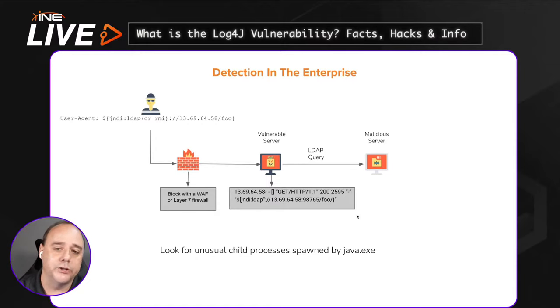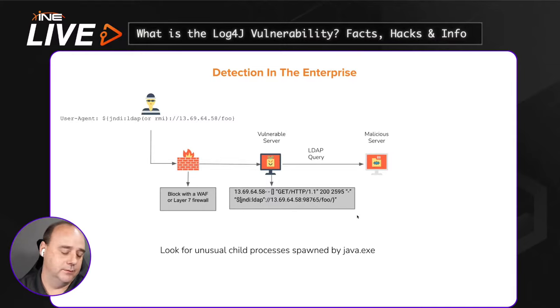I did see a question previously in the chat asking, could we block this with a WAF or with an IDS/IPS? And the answer is yes. You can search for these JNDI and LDAP strings in the packets and see if that traffic's going through there. And you can block that for the inbound or the outbound connections.